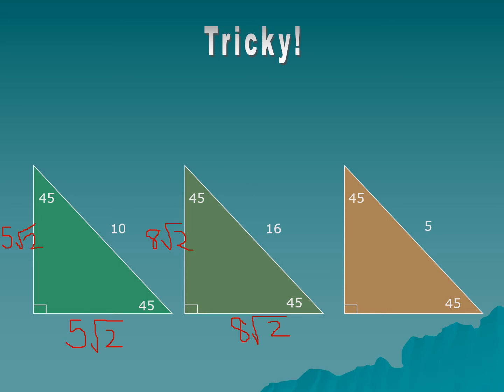This one's a little bit trickier because it's a 5. It's an odd number. Now most of you guys are able to divide 5 by 2, which gives you a 2.5, but we're going to try to avoid using decimals and square roots in the same answer. So to do that, we're just going to leave it as a fraction. 5 divided by 2 with the square root of 2.